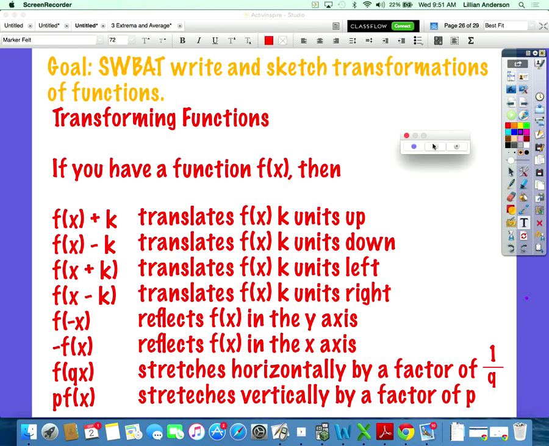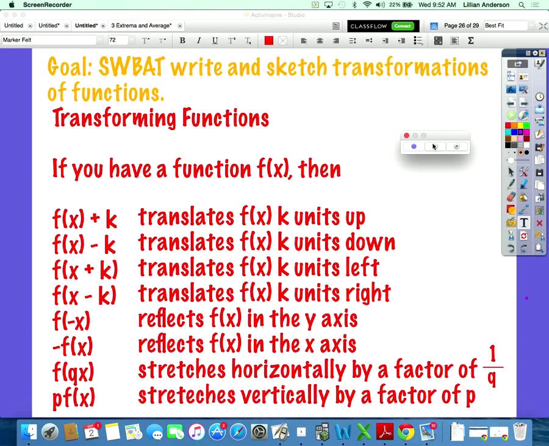If there is a negative inside with the x, that means you're making all your x's negative, which means you're reflecting over the y-axis. If the negative's on the outside, that means you're making all your y's negative, so you're reflecting it over the x-axis. Sorry, not flipping, let's use proper words: reflection. You're translating it, not moving, okay? Terminology, my bad. And then if you have a number attached to the x, that means you're stretching it horizontally by a factor of 1 over q. Do not forget on the inside, it's the reciprocal. And if the number's on the outside of the function, it stretches it vertically by a factor of p. All familiar?